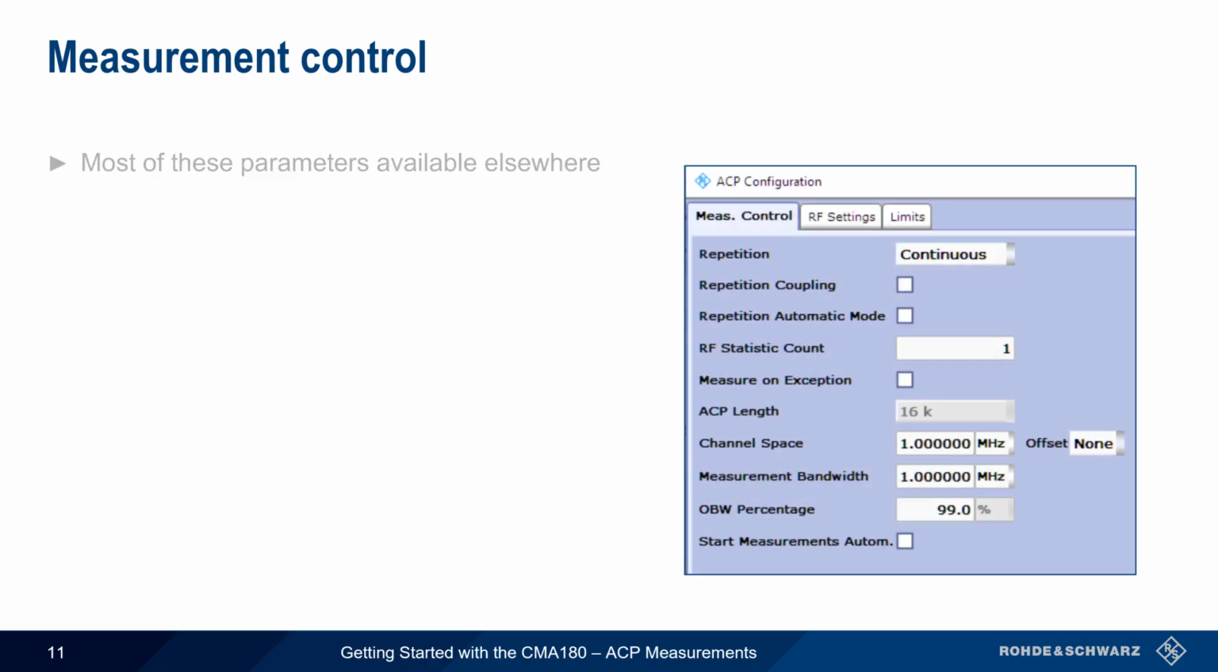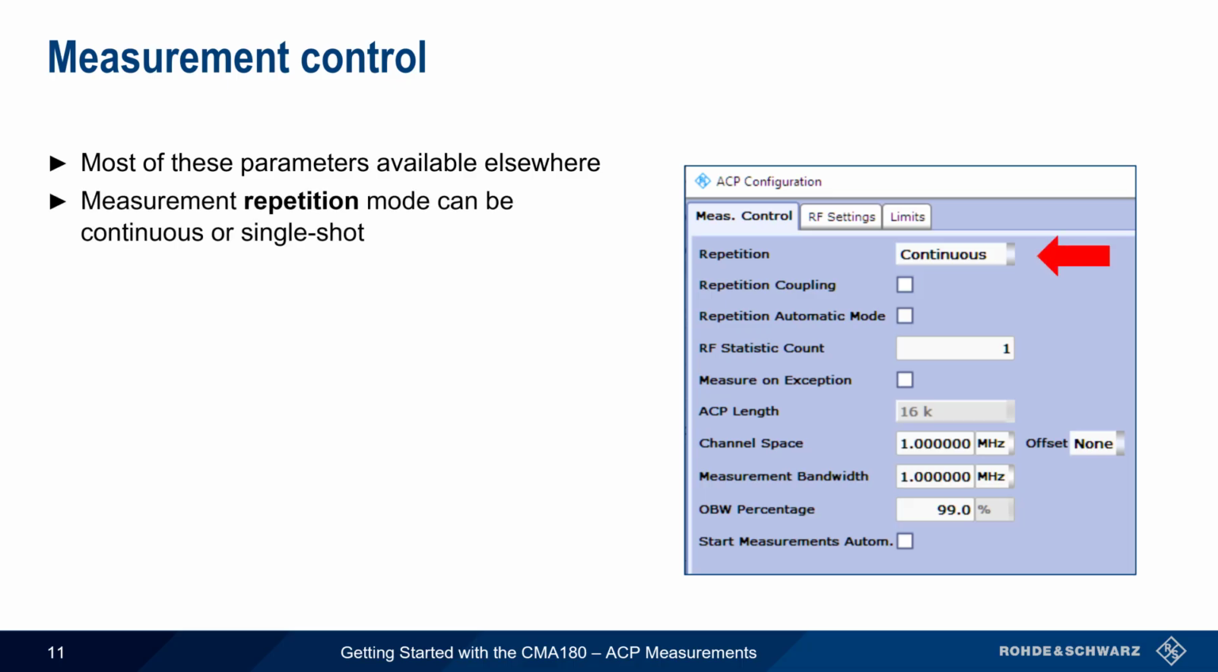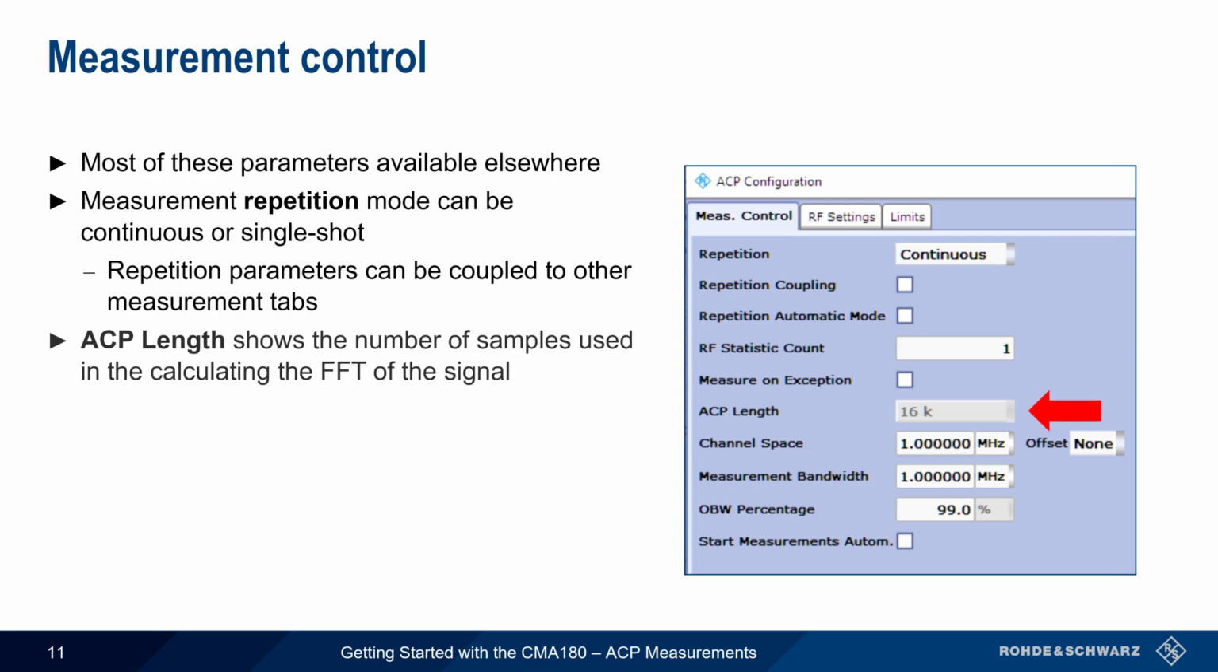Most of the parameters under Measurement Control are available elsewhere in the GUI, but there are a few additional parameters here that are worth noting. First, the measurement repetition can be set to continuous or single shot, and these repetition parameters can be coupled to other measurement tabs. ACP length, which gives the number of samples used in computing the signal's FFT, is also shown here, but note that this is a purely informational value and cannot be edited.